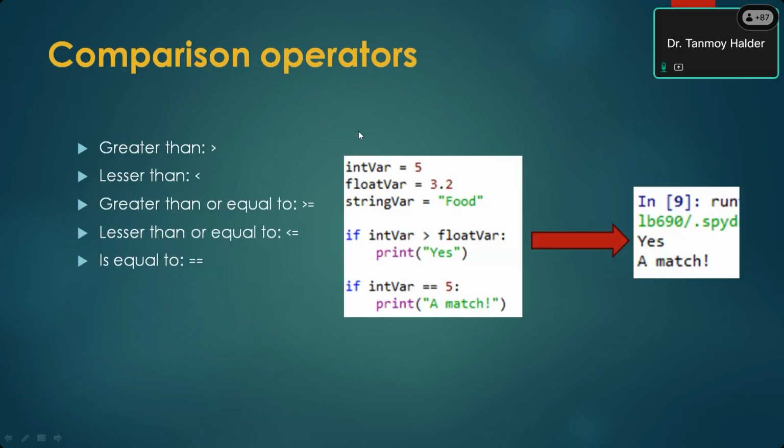Comparison operators, as simple as I can compare: double equals, greater than equals, less than equals, greater than, less than, just like C.